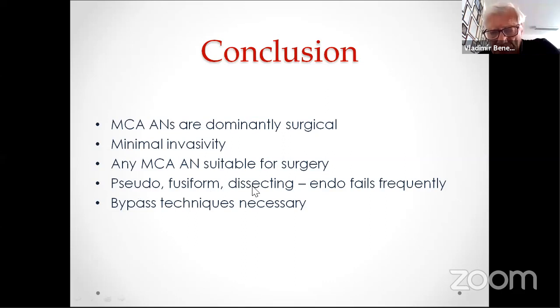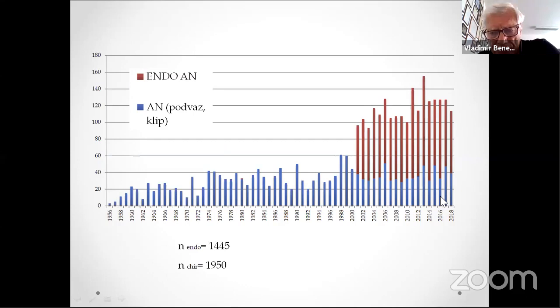So these pseudoaneurysms, fusiform and dissecting aneurysms are difficult to treat. Endovascular treatment fails very frequently, and bypass techniques are a must. You really must master them, and then you may do whatever you want with the aneurysm.